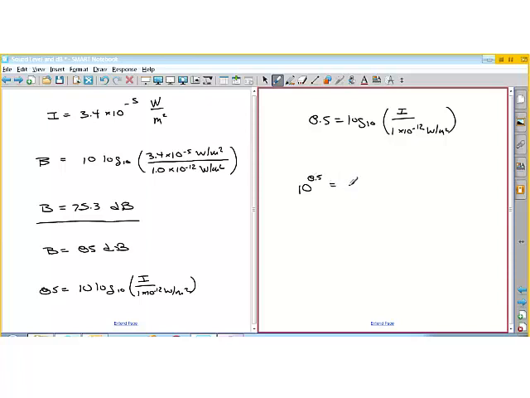So then you take 10 to the 8.5 power is equal to 10 to the log base 10. So those are inverse functions of each other. So you would be able to remove the log. So 10 to the 8.5 power is 3.16 times 10 to the 8th.